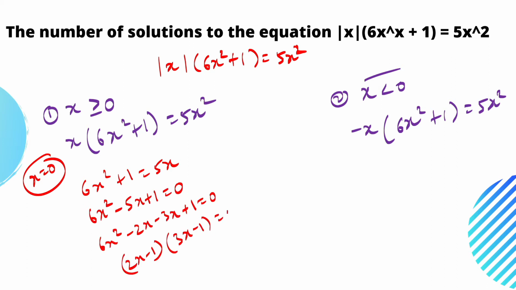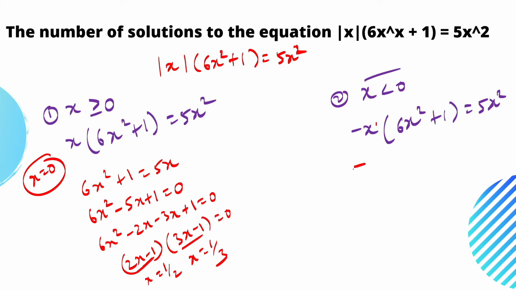So (2x − 1)(3x − 1) = 0. If we make this one equal to 0, x will be 1/2, and if we make this part equal to 0, x will be 1/3. Alright, let's move to the second case. We can just solve this.